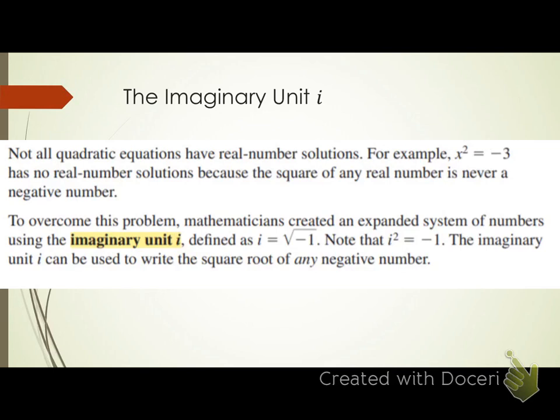To overcome this problem, mathematicians created an expanded system of numbers using the imaginary unit I, defined as I equals the square root of negative 1. Write that down. I equals the square root of negative 1. I'm not asking, I'm telling you.